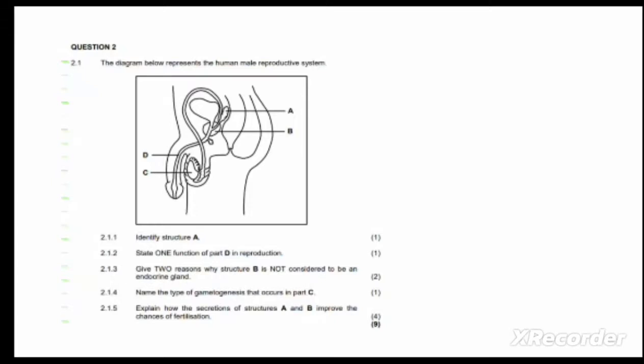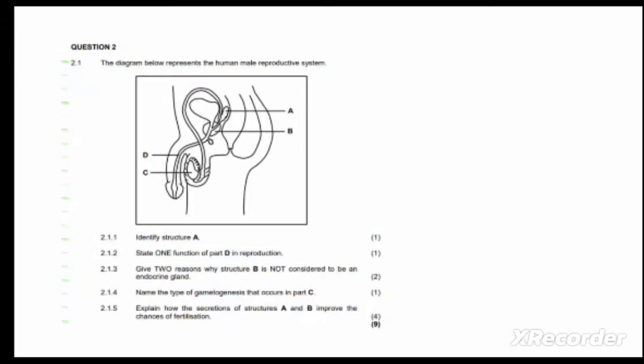Give two reasons why structure B is not considered to be an endocrine gland. Remember, what are endocrine glands? They secrete their hormones directly into the blood. They don't have ducts. They are ductless glands. So the answer is that it transports its secretions in ducts, and it does not secrete directly into the blood. It does not produce a hormone also. It's not an endocrine gland because it does not produce a hormone. Instead, it produces a fluid, right?